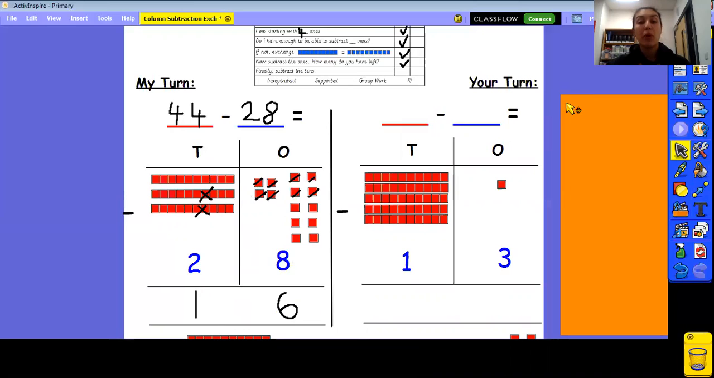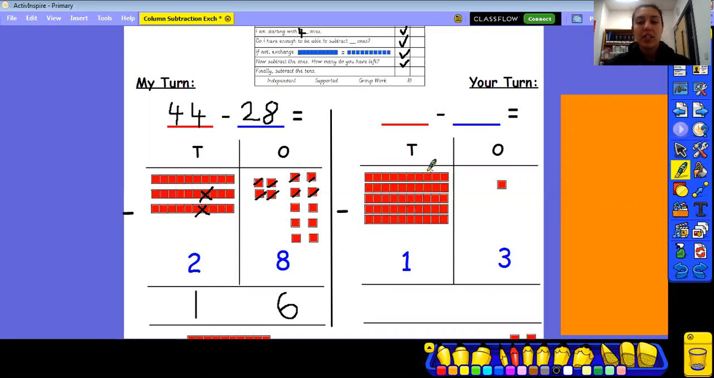Fabulous. So what I'll do is I'll reveal this question for you. And I'm going to ask you to pause the video here, talk through how to work it out, see if you can calculate the answer. You might want to write it down on a whiteboard or piece of paper in front of you. And then when you're ready, play the video again and we'll go through the answer together. Are you ready to go through the answer?